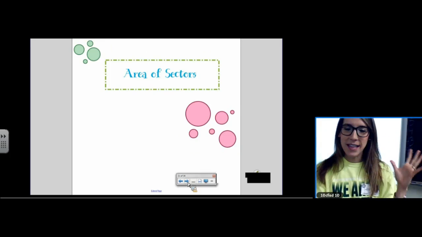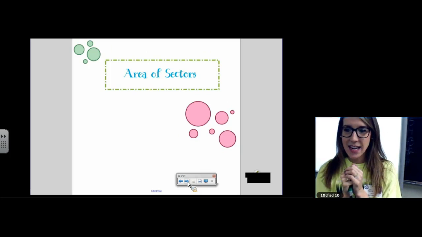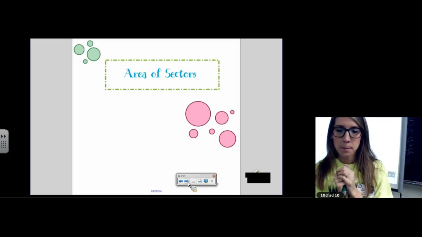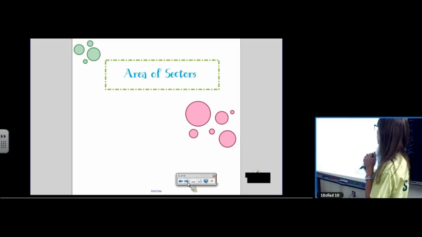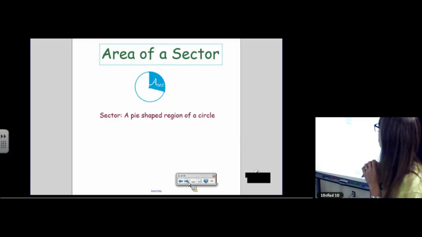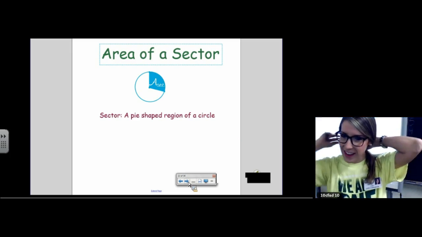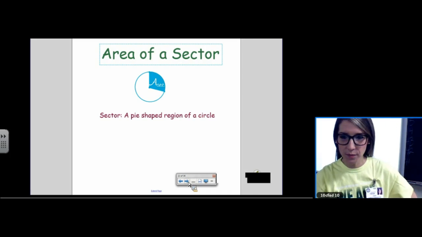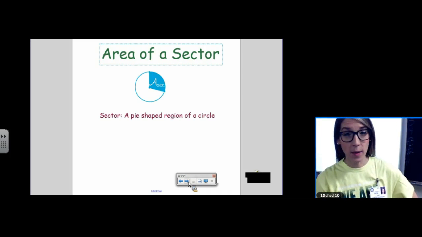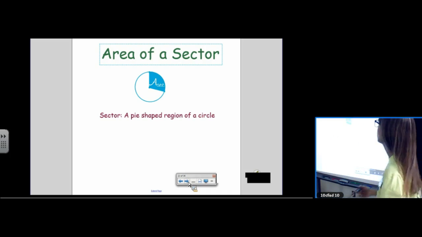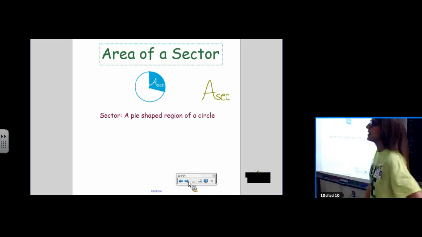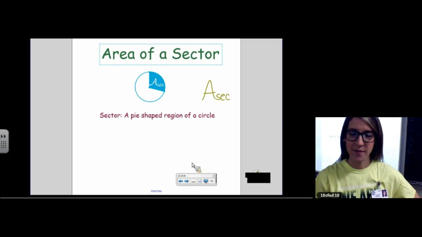We are into section number 2 of our notes today, and it's called area of sectors. Area of sectors. What is a sector? There you go. It's a piece of pie. A sector is a pie-shaped region of a circle. We abbreviate the variable for the area of a sector. The variable is capital A, subscript SEC. Not like the football conference, but just short for sector.